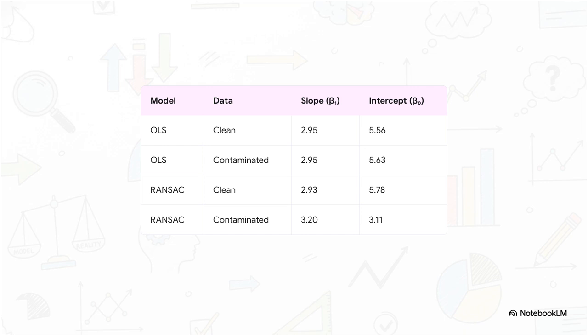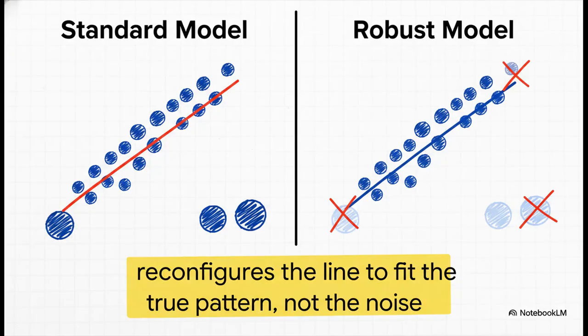But now look at the robust model, RANSAC. It sees that outlier and says, "Whoa, that's noise," and it dramatically changes its line to ignore it and stick to the real pattern. And that's the key difference. A standard regression is kind of gullible. It can get fooled by those outliers and give you a false sense of confidence. A robust model, on the other hand, is built to be skeptical. It actively redraws the line to protect the result from being skewed by that noise.